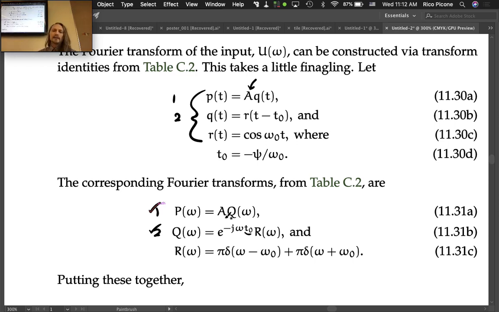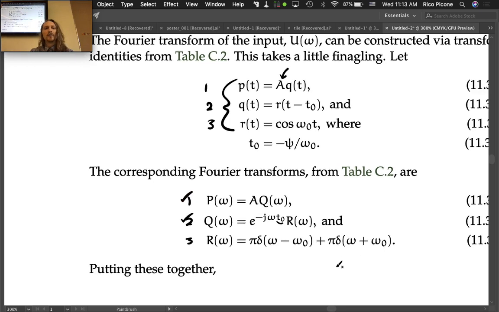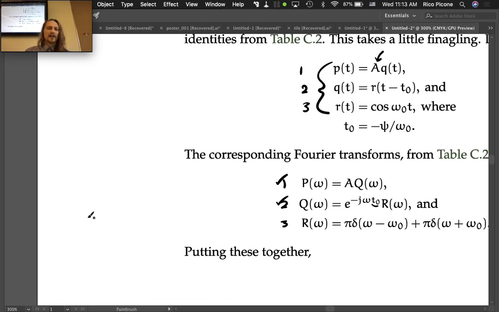And finally, we have this cosine, which has a Fourier transform associated with it, which has this weird delta thing. Let's think about what the spectrum looks like, because we're just taking the Fourier transform of just a pure sinusoid right now, right? So let's think about what that looks like. I'll draw the spectrum.